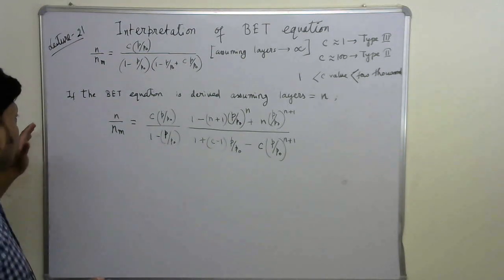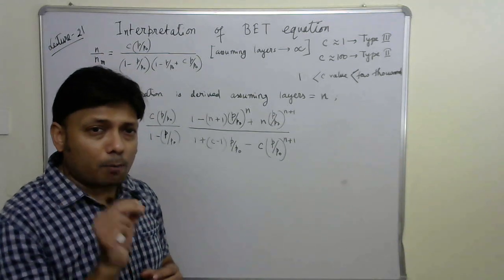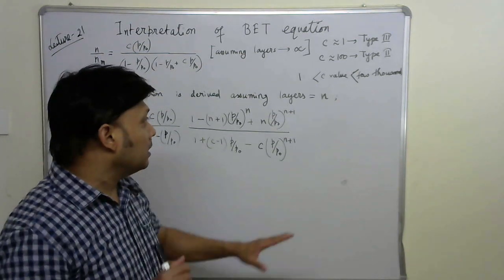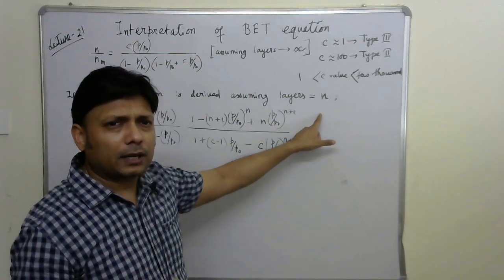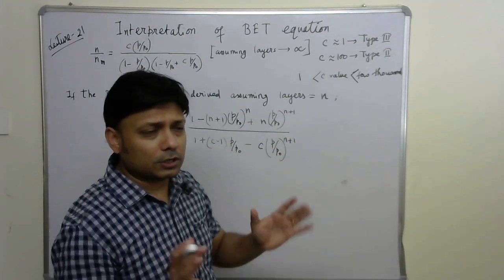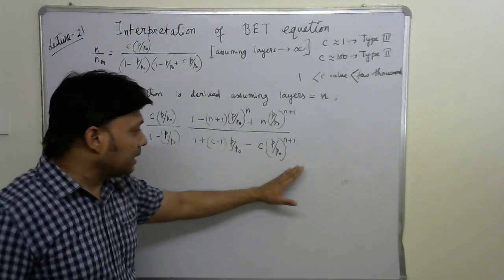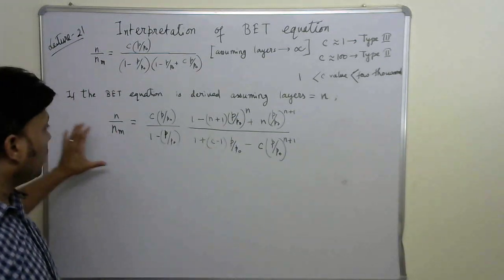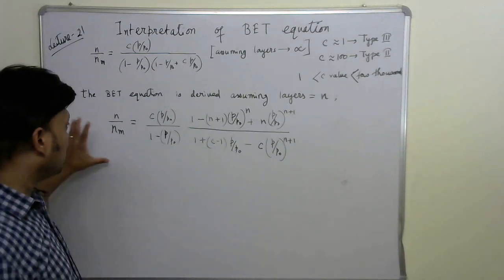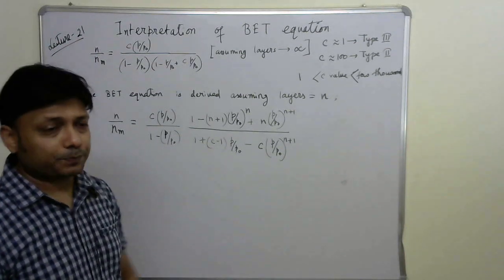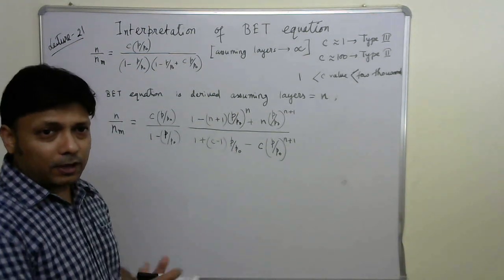Now coming back, if the BET equation is derived assuming the molecular layers are limited to only n, a finite number, where n can be 5, 10, 15, 20, etc., then the BET equation takes this form. This is a long equation and I have written it. You don't need to memorize it, but whenever required you may refer to it. The main thing is to understand the significance of it.